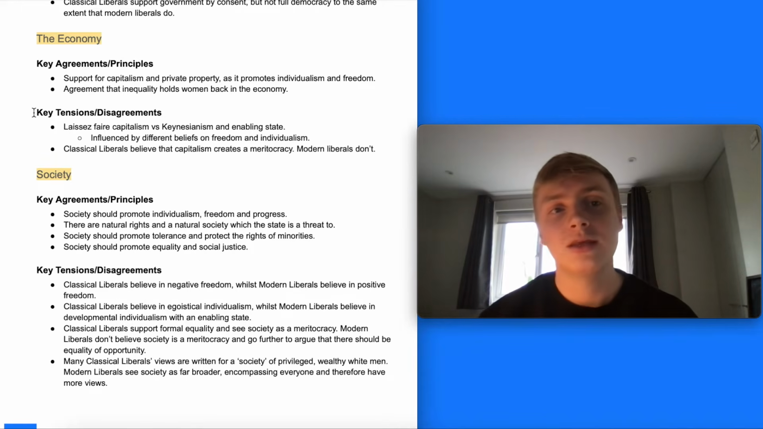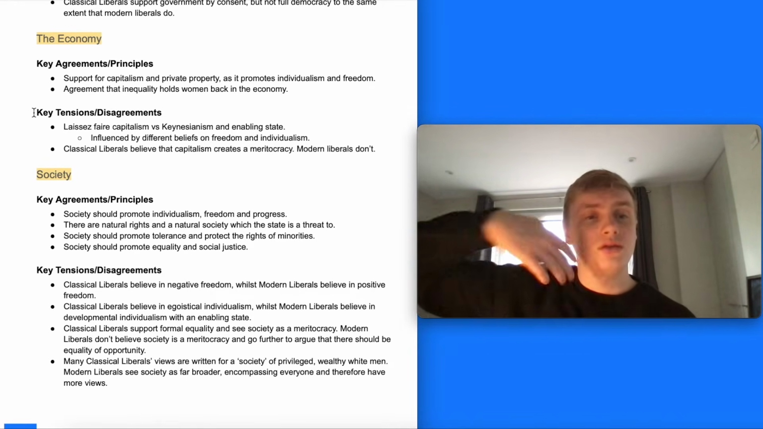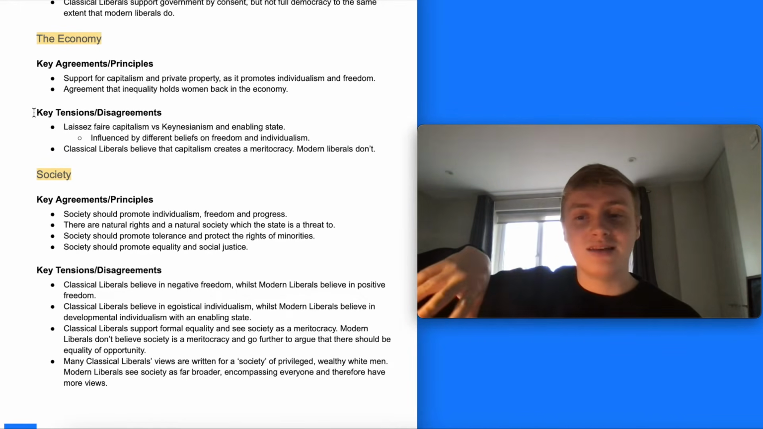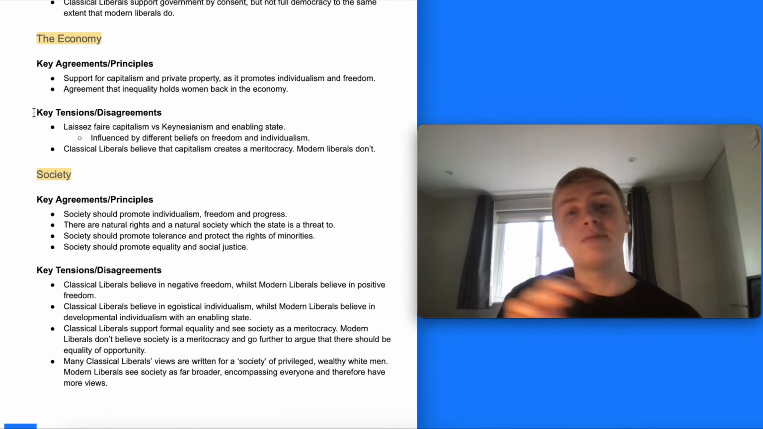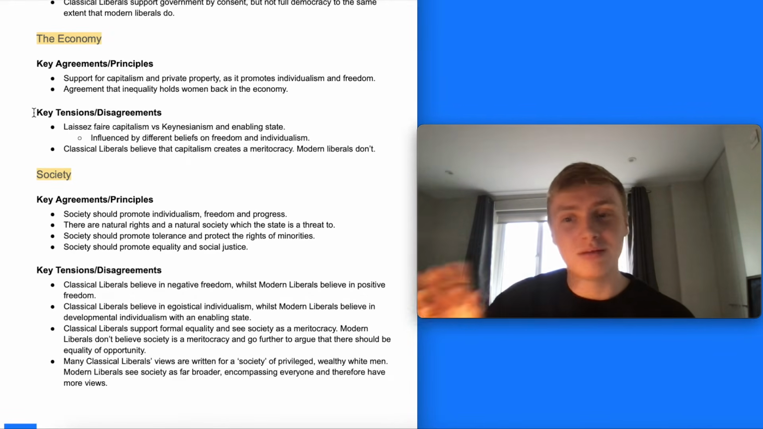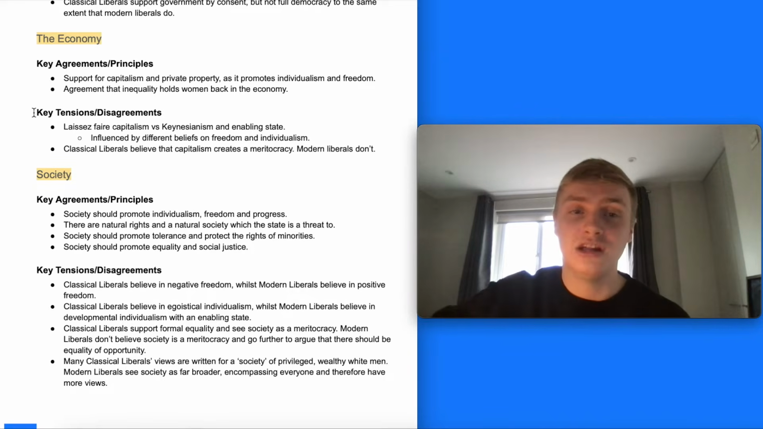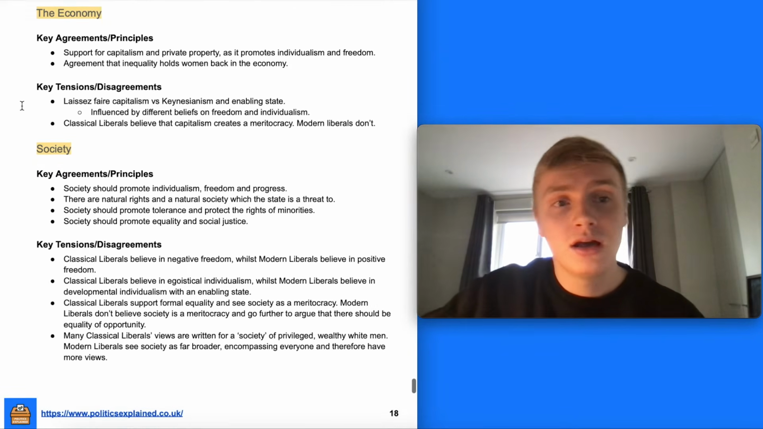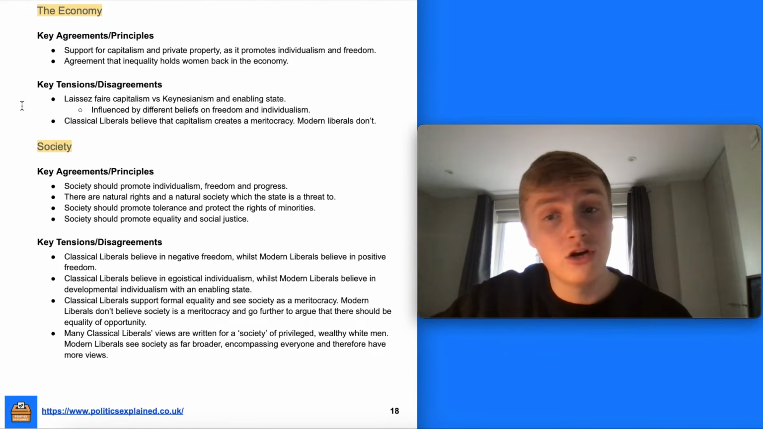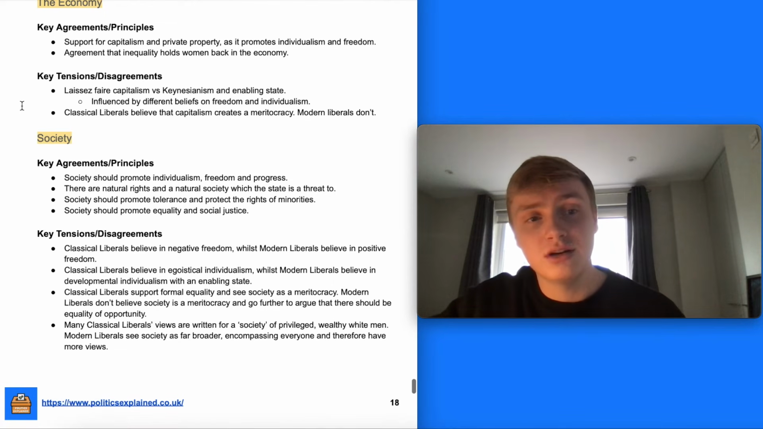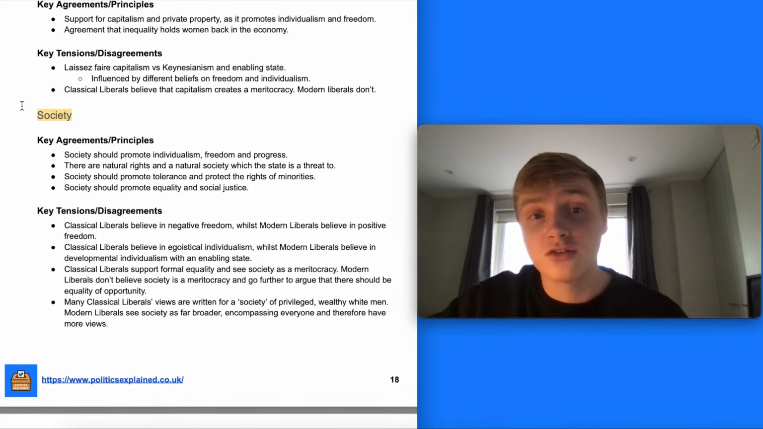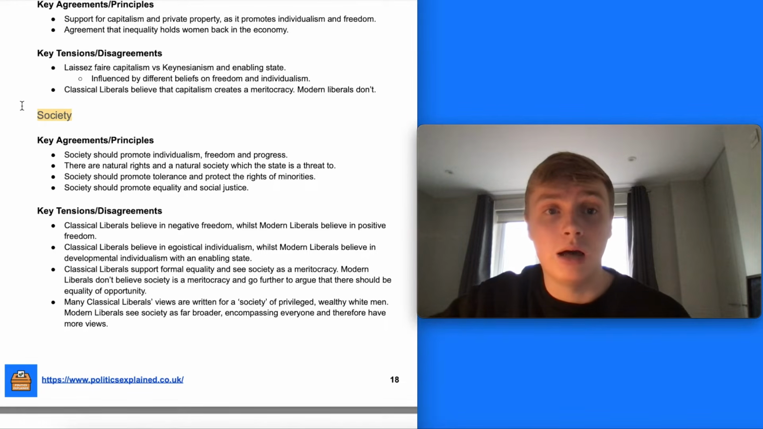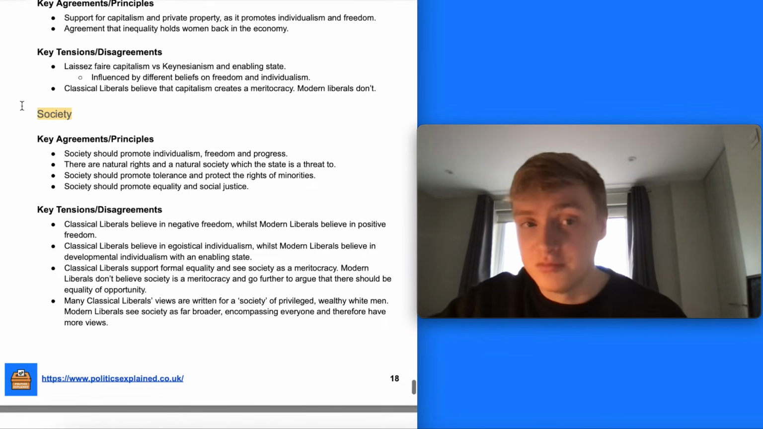And that's where, in these essays on the economy and society, when speaking about these other principles, linking them back to the key other principles of liberalism is really important, especially individualism and freedom, because they're the really key ones. There's agreement that inequality holds women back in the economy, in particular between Wollstonecraft and Friedan. Key tensions and disagreements are laissez-faire capitalism that classical liberals support versus a Keynesianism and enabling state of modern liberals.